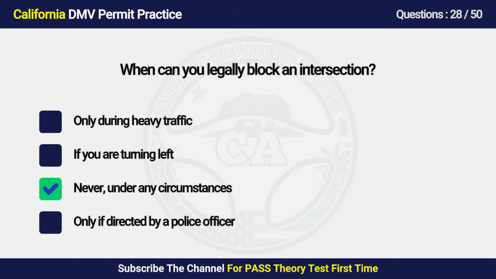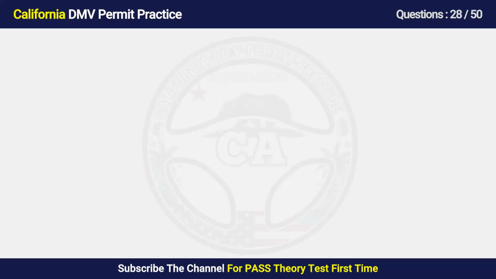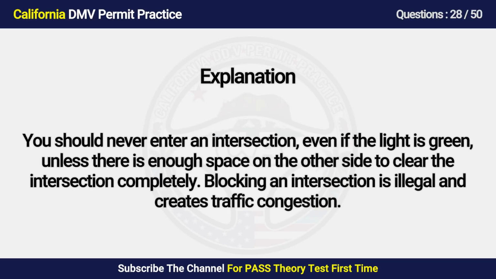Answer is C. Never under any circumstances. You should never enter an intersection, even if the light is green, unless there is enough space on the other side to clear the intersection completely. Blocking an intersection is illegal and creates traffic congestion.